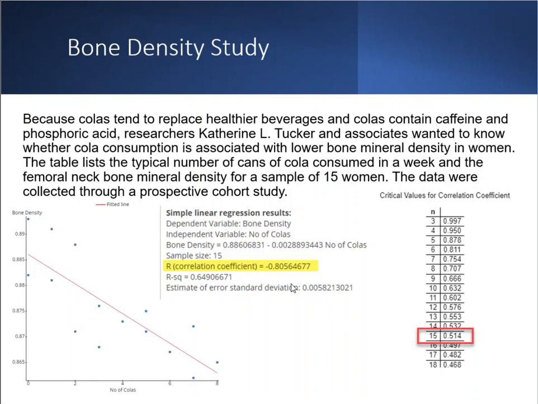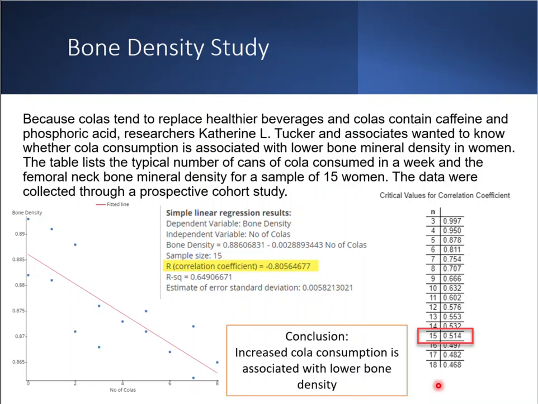As we stated before, the absolute value of my r, which would be 0.806, because absolute values are always positive, is obviously greater than the critical value of 0.514. That's going to help us conclude that increased cola consumption is associated with a lower bone density.